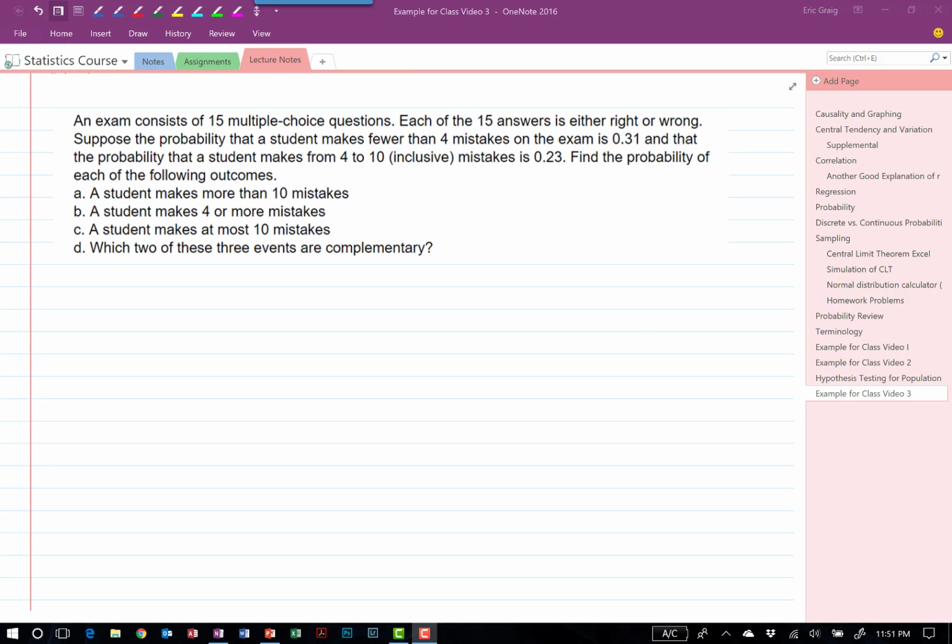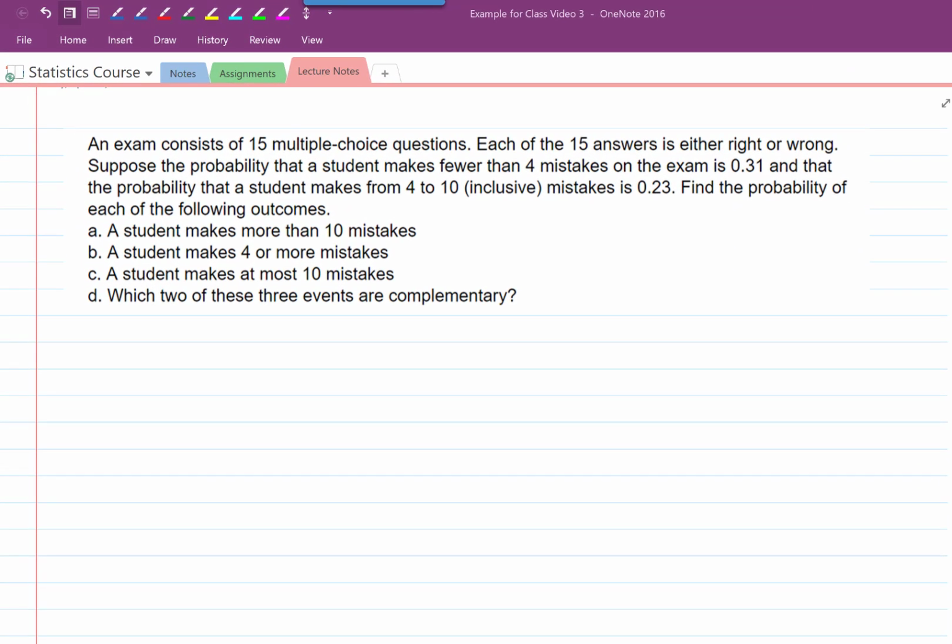Actually, there are a couple more problems from Chapter 5 I'd like to go over. Let's take a look at this one. This one has to do with complementary probabilities. I find that it's really helpful to write out what's actually stated in the problem, just in my own handwriting, so I get some idea of what's going on.